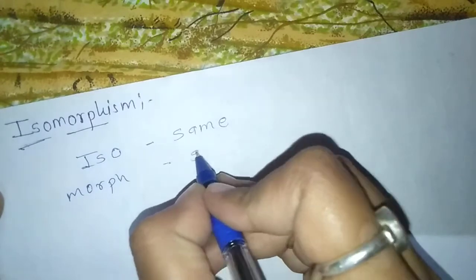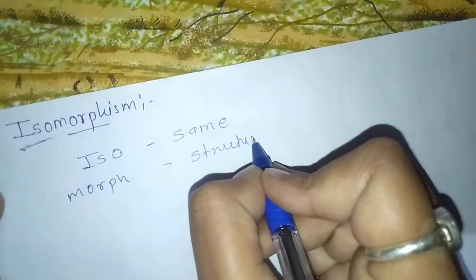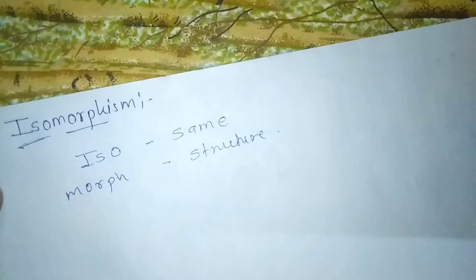Isomorphism means, first of all, iso means what and morph means what. Iso means same, and the meaning of morph is nothing but the structure. Isomorphism means same structure. Sometimes two graphs look different but they represent the same graph, then these two graphs are isomorphic graphs.